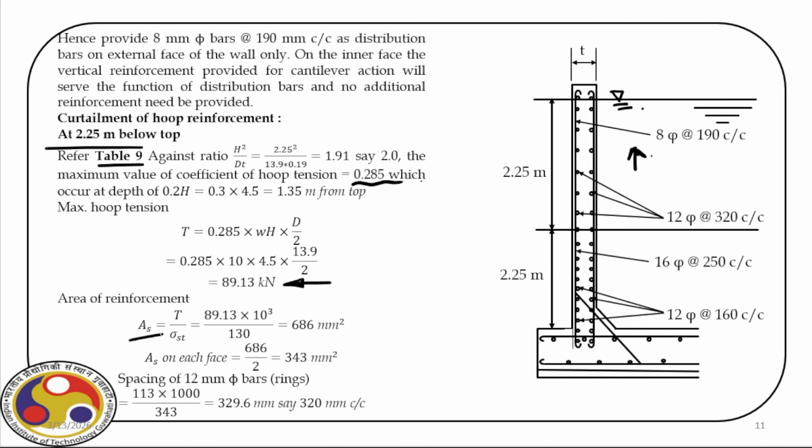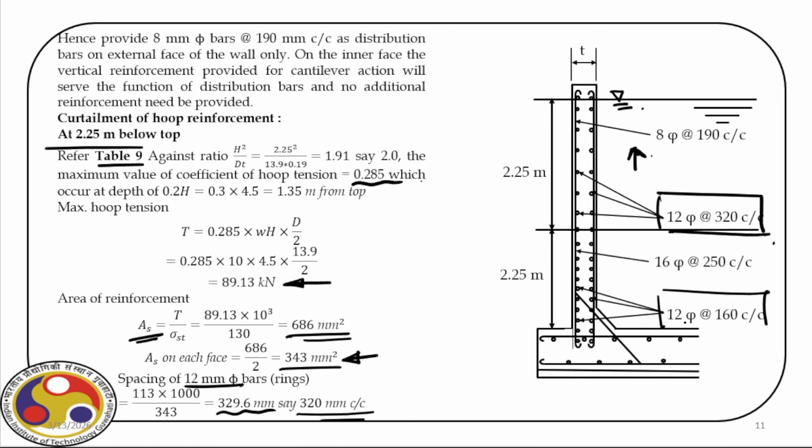And then based on that, we calculate the steel required. This time, it is 686 millimeter square. And that again, we distribute over the two faces. Per face, we have a requirement of 343 millimeter square. So 12 phi will require a spacing of 329.6 millimeter. So we can provide 320 millimeter center to center. So you can see it is here. While below this level, we have a provision of 12 phi at the rate 160 center to center.